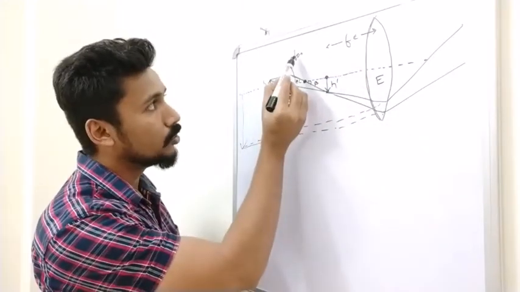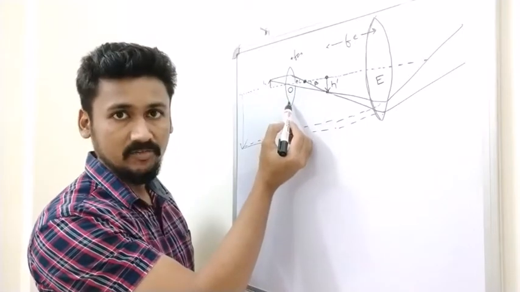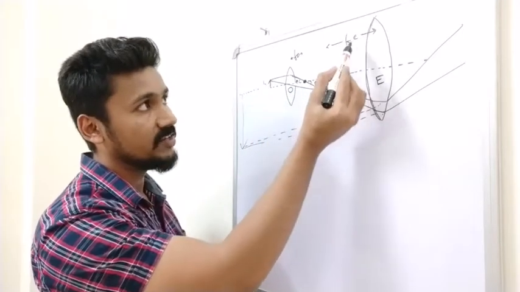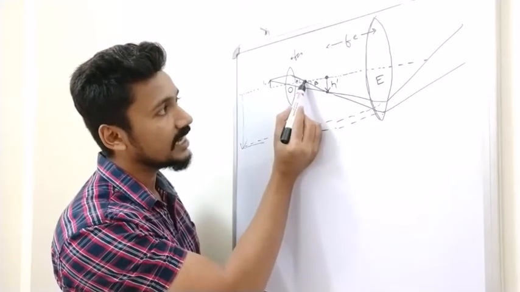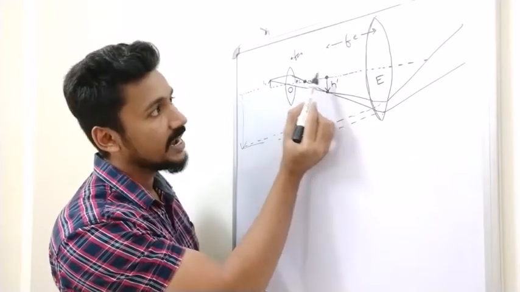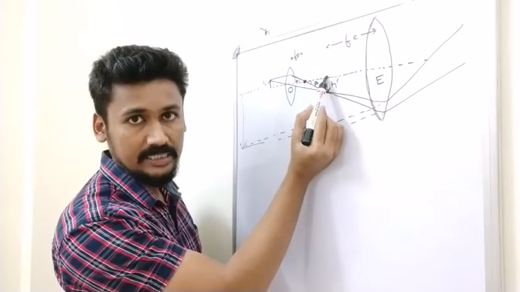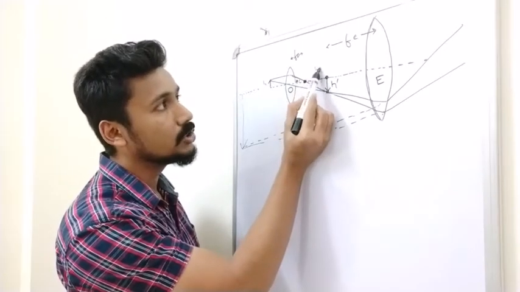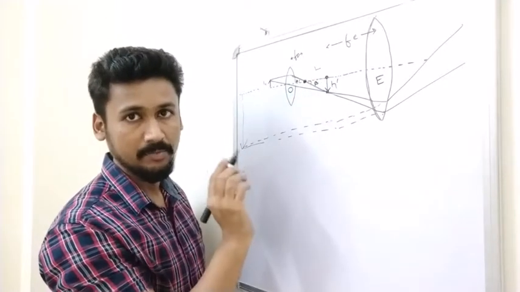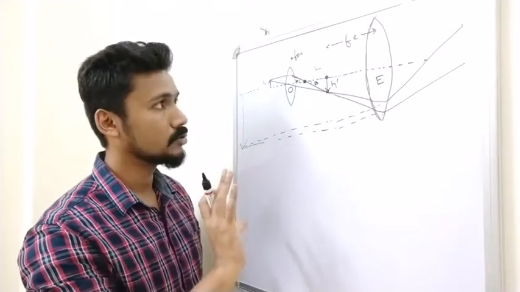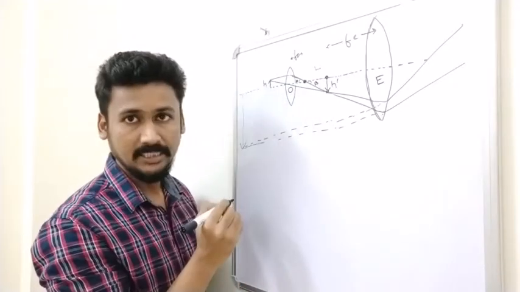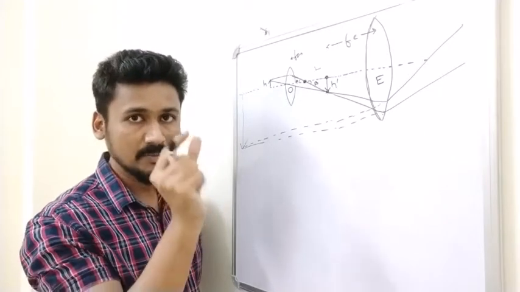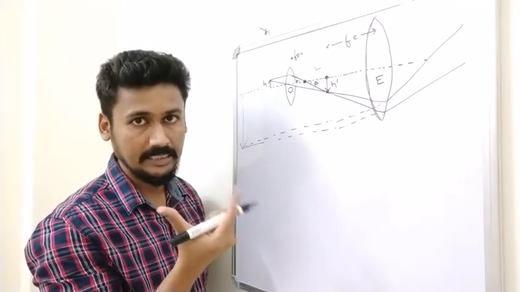Next, FO will be the focal length of the objective lens, and FE will be the focal length of the eyepiece. The distance between the second focal point of the objective and the first focal point of the eyepiece will be called the tube length, denoted by L. So now what is happening here? This is our object having height h. This will be a smaller object that we want to magnify and see.